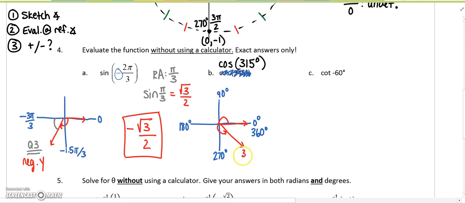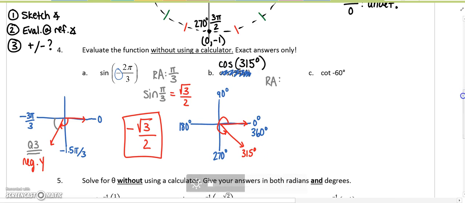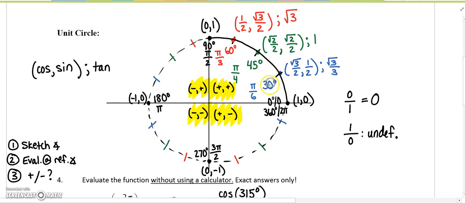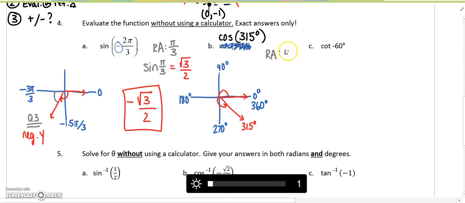Okay, so that is 315 degrees. So now I'm going to evaluate it at my reference angle. Alright, my reference angle here would be between 360 and 315? Well, remember, you only have three options. It's got to be one of these three, unless it's our quadrantal angle. If it's one of these three, and it ends in a 5, hopefully you know which one it would be.